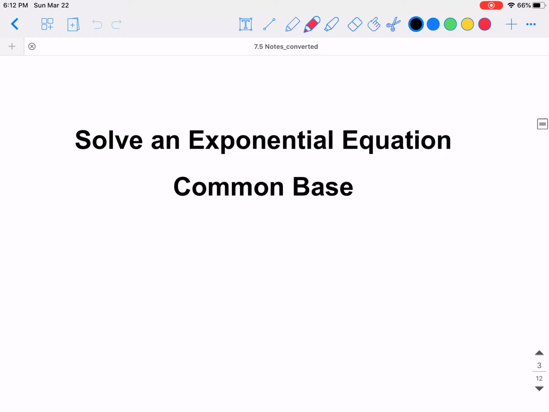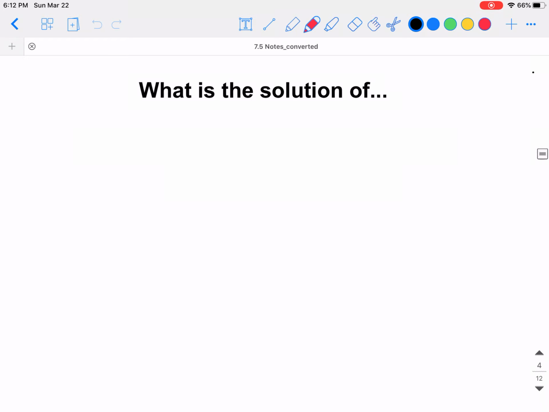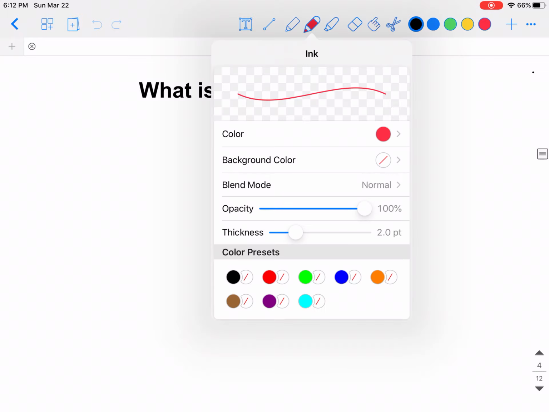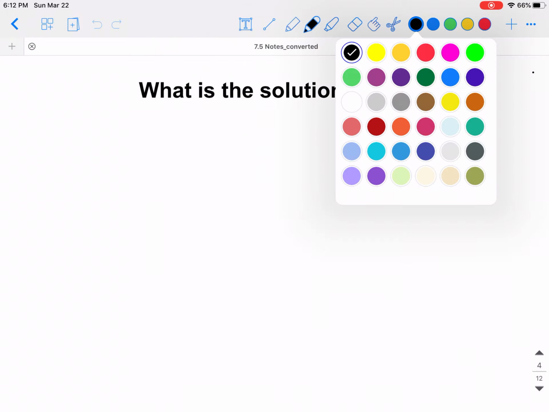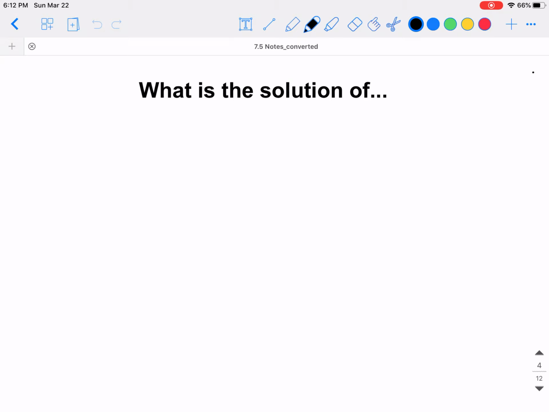Solving an exponential equation with a common base. So we did go over a few of these problems in the beginning of chapter 7. We're just going to do a couple more to review. So first example, what is the solution of 16 raised to the 3x power equals 8?